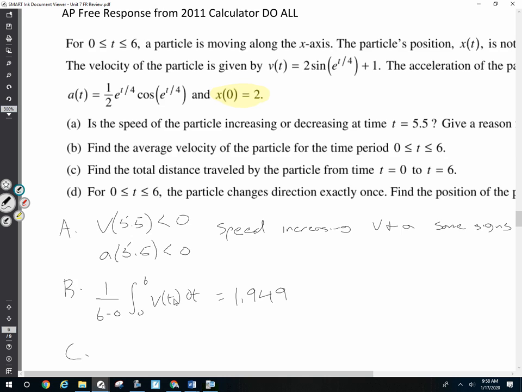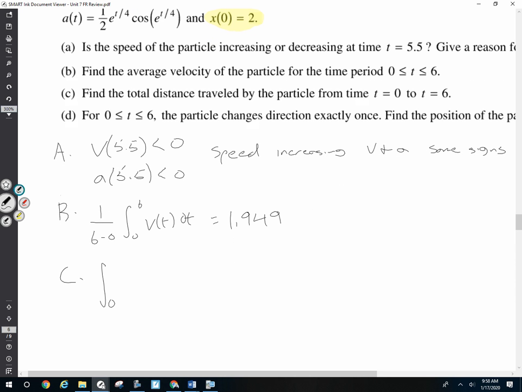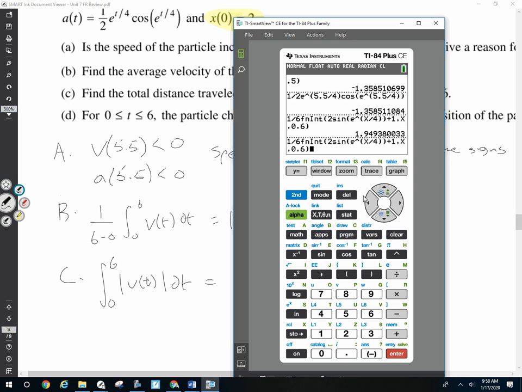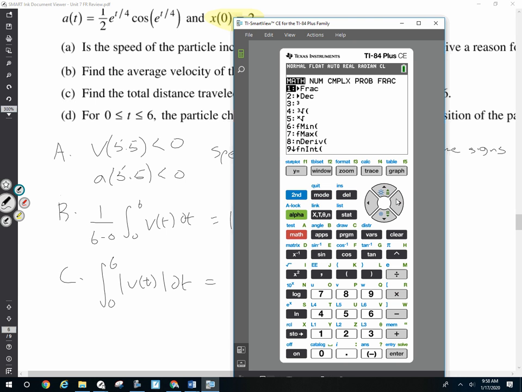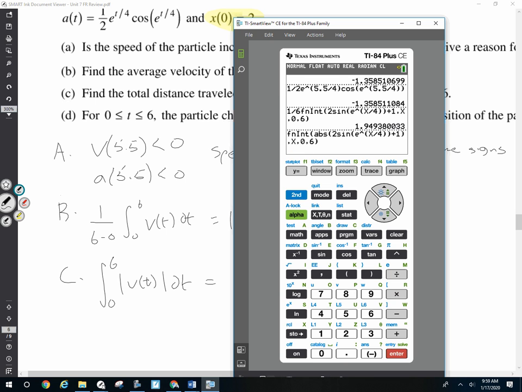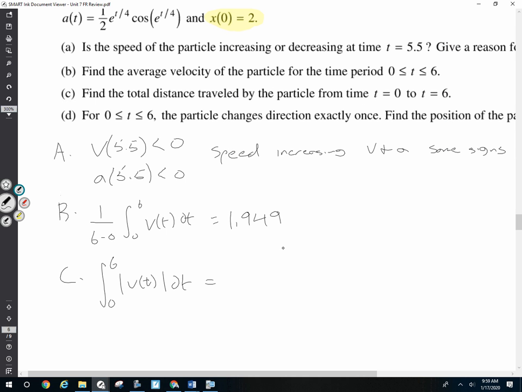Part C. Total distance. Gosh, this is such an easy free response question. Calculator, calculator, calculator, calculator. Calculations. Speed times time. Area under speed graph. Let's pop this back. 0 to 6. Get rid of this 1/6. Gone. Math. Oh, sorry. Go ahead. Insert an abs. Close the abs. Whew. 12.573.